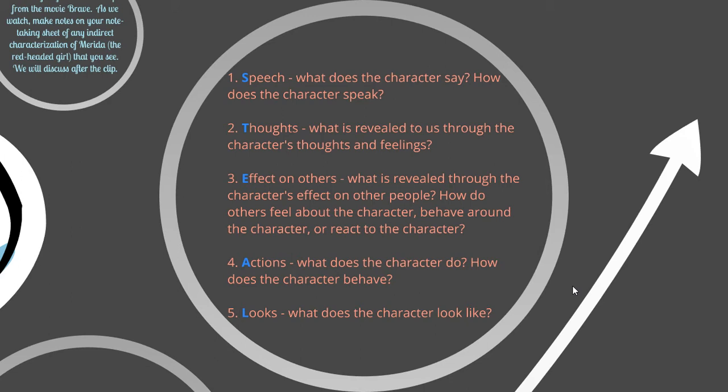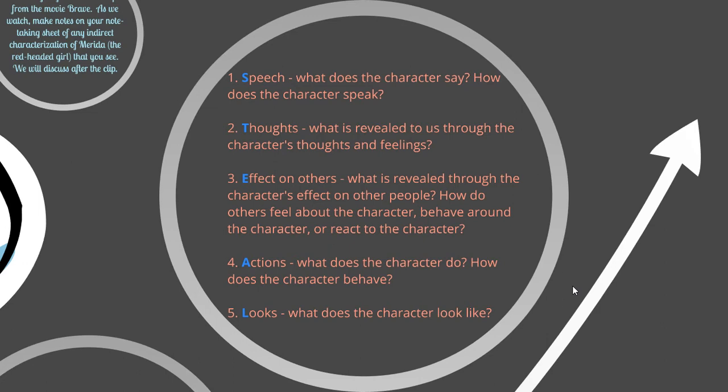Thoughts, which is pretty much revealed to us through the character's thoughts and feelings. So this is related to speech in that instead of the character saying something, they're thinking it instead. Effect on others, which is revealed pretty much by how other characters in the story react or act around our character and how they behave around the character. They might behave a certain way because the character is a certain way. And actions, what does the character do and how do they behave?